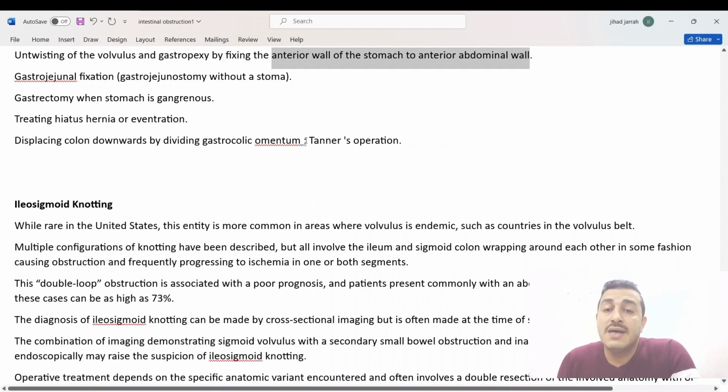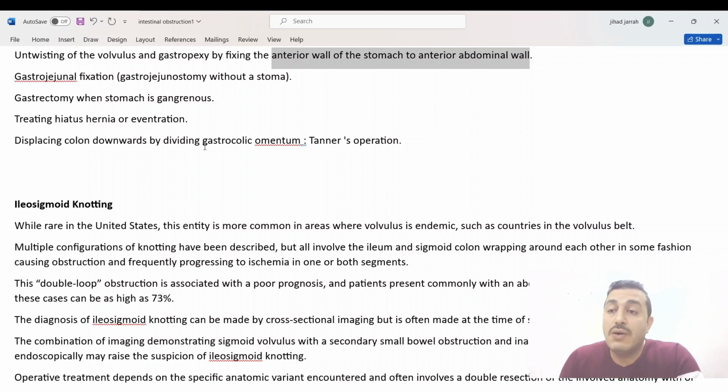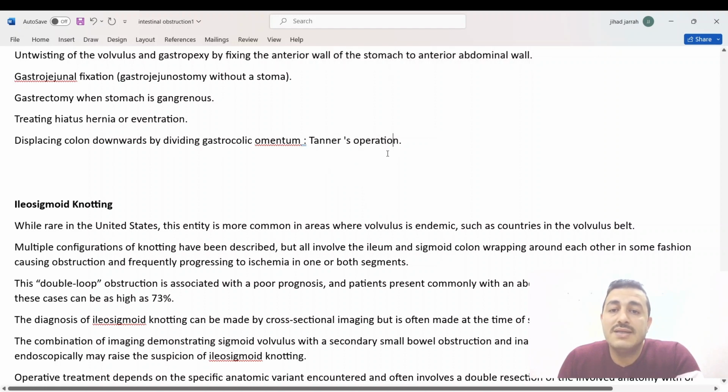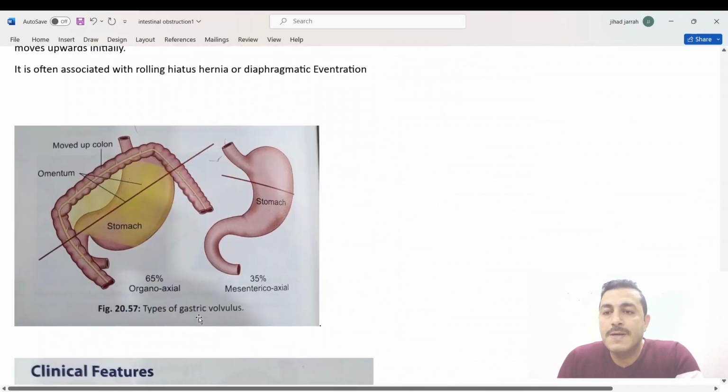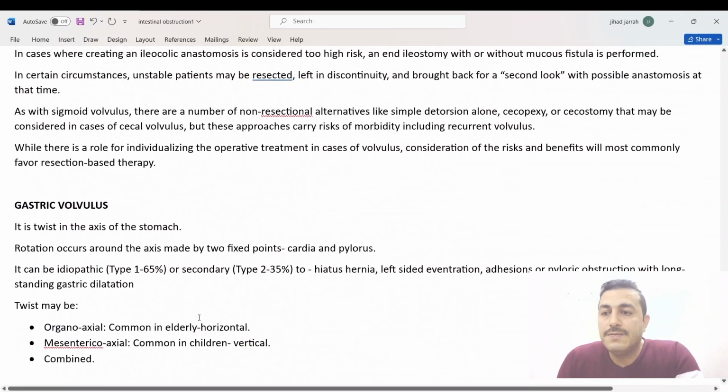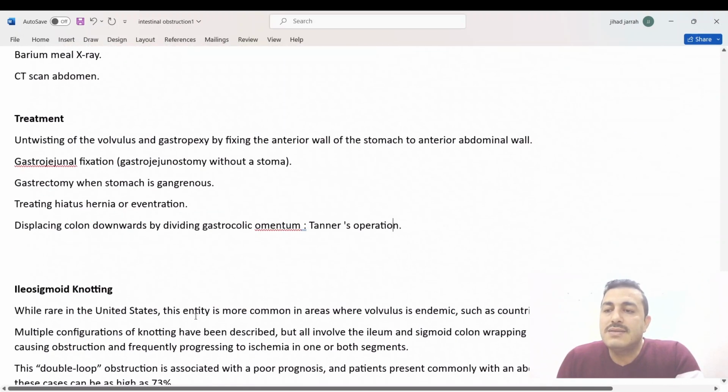Some surgeries consist of displacing the colon downward by dividing the gastrocolic omentum. This is the Tanner operation. Okay, this is gastric volvulus. Let's move on.